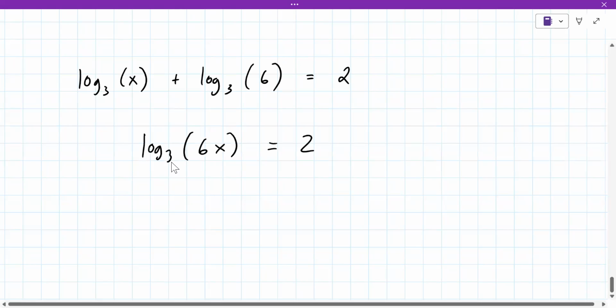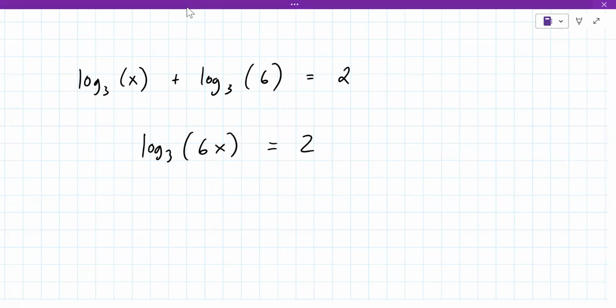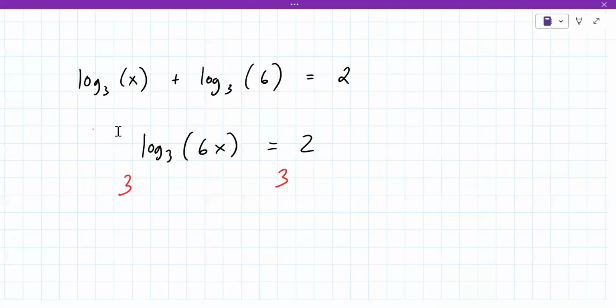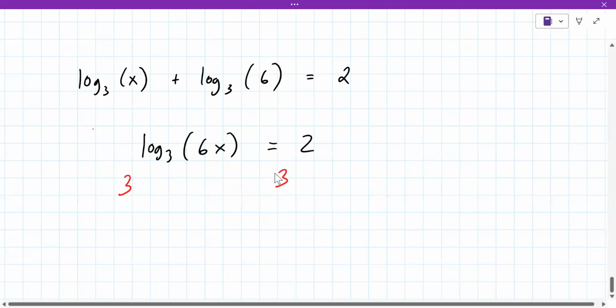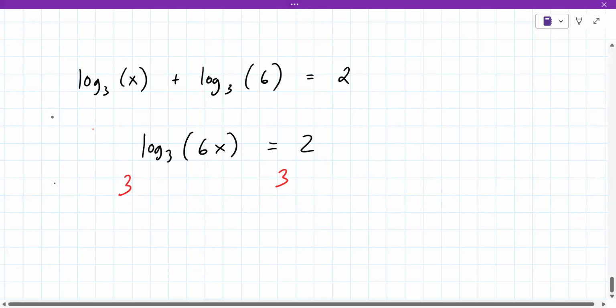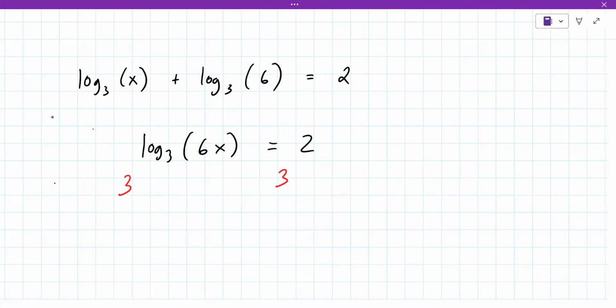How do you undo log base 3? You put 3 in front of the log, and then 3 to the power of 2. 6x equals 3 to the power of 2. Why don't you try solving it from here, please? So I got 9/6, but I can simplify that a little bit, so it would be 3/2.